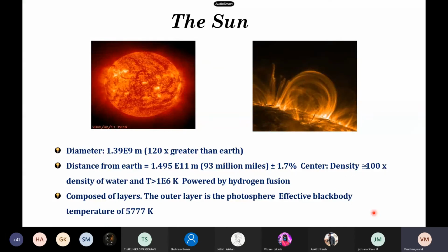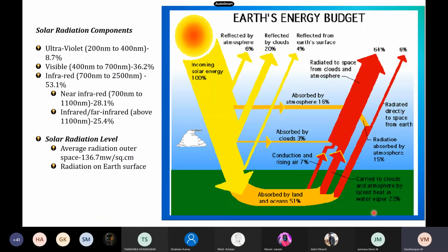The solar radiation is reduced in intensity in the atmosphere by clouds, dust, and fog. See here, just a minute.